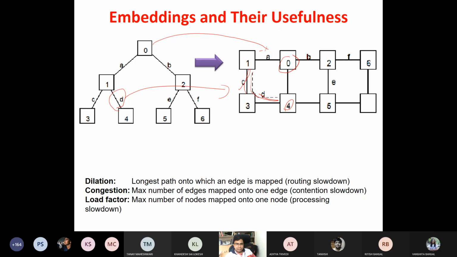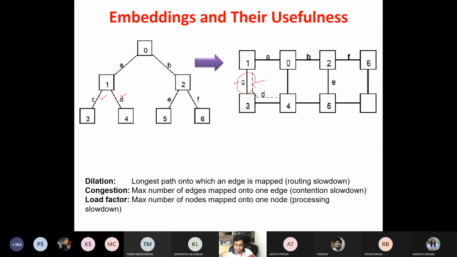So here, this edge D is actually mapped to two edges of the target. So that means routing slowdown. So this is 2. Then the maximum number of edges mapped to one edge. In this case, these edges. Are you able to see this? These edges, we are mapping C, also we are mapping D. So in the target architecture, for this edge, we are trying to map this and this to one edge. Both C and D are mapped to these edges. That means there is contention also.